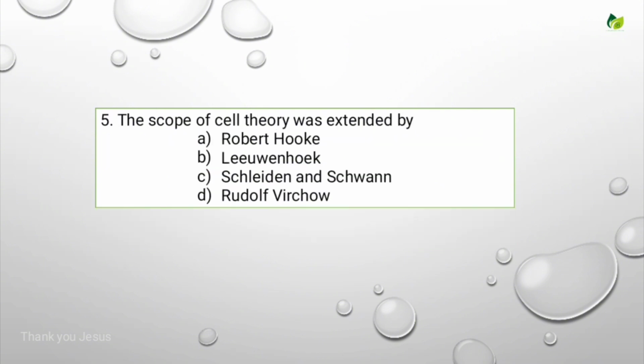Let's see the next question. The scope of the cell theory was extended by. Options are Robert Hooke, Leeuwenhoek, Schleiden and Schwann, Rudolf Virchow. Actually, cell theory was first given by Schleiden and Schwann. That was extended by Rudolf Virchow by giving omnis cellula e cellula, that means all cells arise from pre-existing cells.